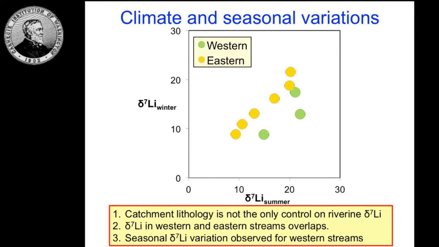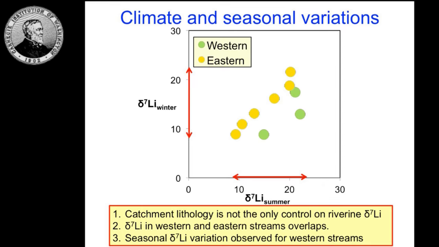Okay, now we look at the data, because we did two different seasons, one winter and one summer. So we plotted winter δ7Li versus summer δ7Li. Because of locality, we have western and eastern rivers: the western rivers are shown in green and the eastern in yellow. The first thing you can see, no matter in summer or winter, is a large range of δ7Li values, even in those very small streams that we think only weather basalt.